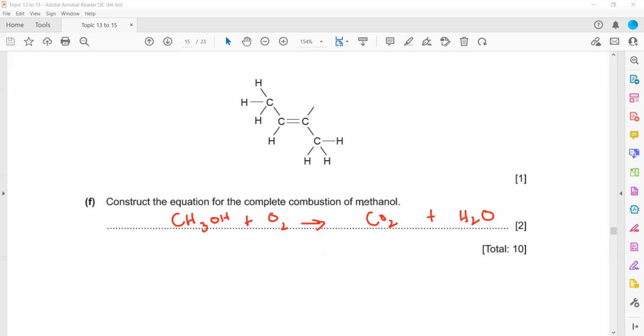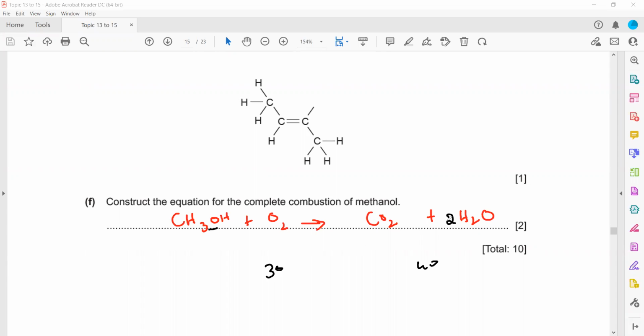So one carbon here, one carbon, it is balanced. What about hydrogen? 3 plus 1, 4. So we need 4 hydrogen, so we put 2. Hydrogen is also balanced. Now what about oxygen? If you check, this is 1 oxygen and 2, 3 oxygen on the left hand side, and 2 and 2, 4 oxygen on the right hand side.